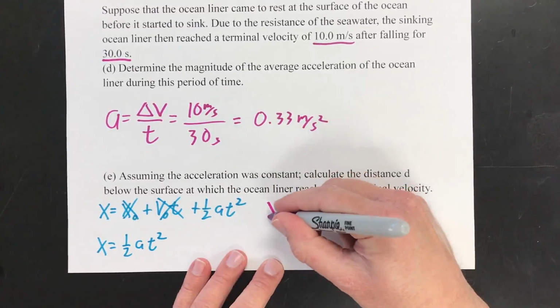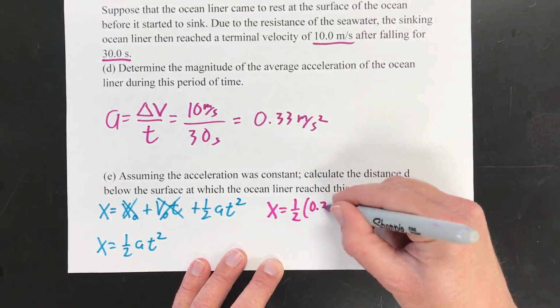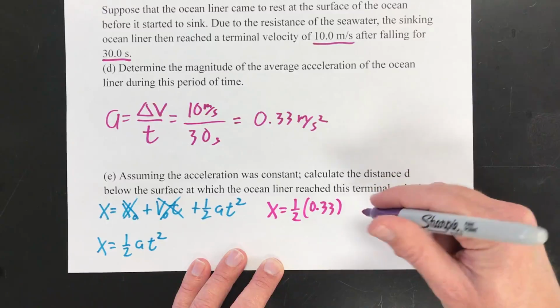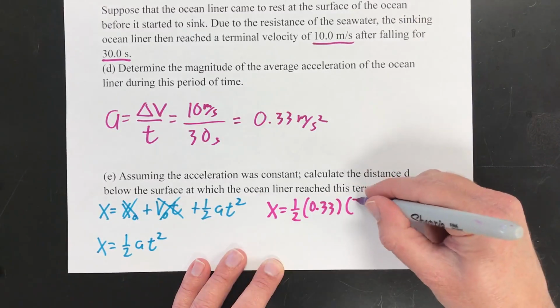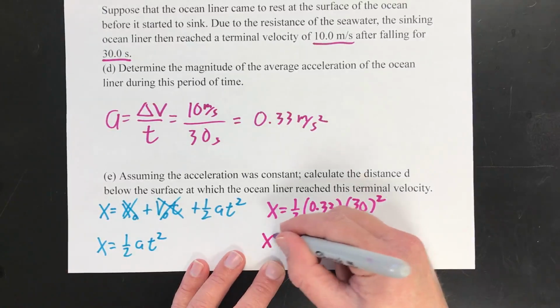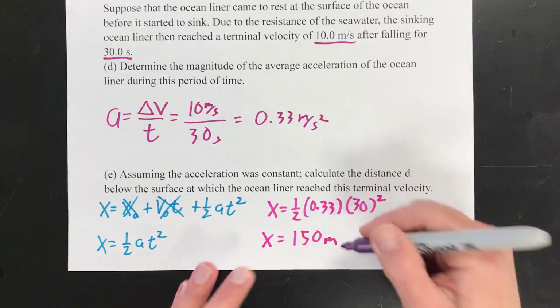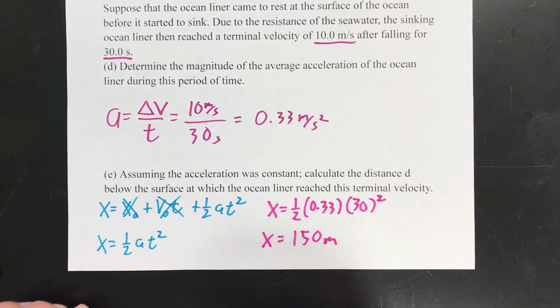Now we can simply plug in for these. Our acceleration we solved for up here, 0.33 meters per second squared. Our time is 30 seconds. Don't forget to square that. And our position that we'll get there is about 150 meters. So after that point, the ship is at terminal velocity.